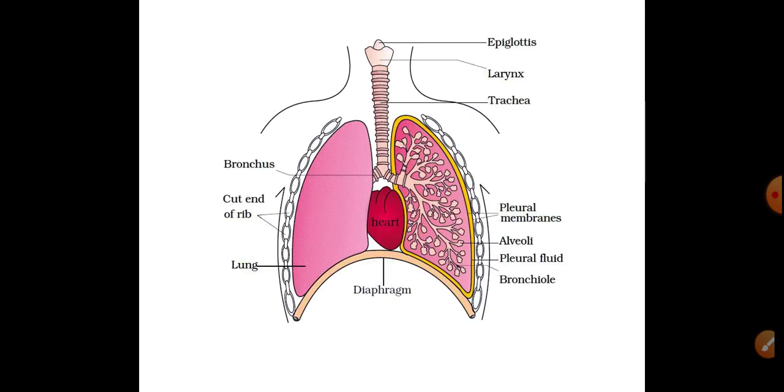Okay, so here you can see the structure. Here this is the epiglottis, this is the larynx, trachea and bronchus. Again, I told you, these are the cut ends of the ribs, and these are the lungs, and inside the lungs you have the heart, and this is the diaphragm.